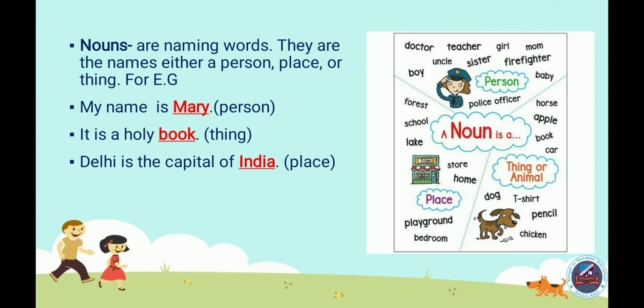More examples for person are doctor, boy, uncle, teacher, sister, girl, mom, firefighter, baby, police officers, and we have many more examples. More examples for place are forest, school, lake, store, home, playground, bedroom. More examples for thing or animal are dog, t-shirt, pencil, chicken, horse, apple, book, car. All of these collectively are called nouns.